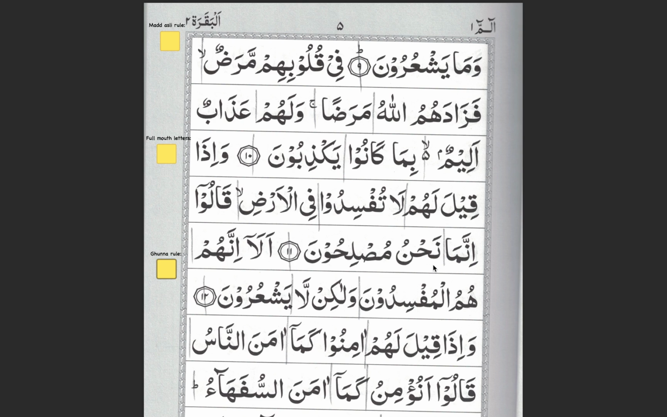The next box. Nahnu, say the ha. Nahnu. Muslihun. Okay, two mistakes there. One's a swad. Swad is a full mouth letter, so don't make it sound like a sin. Listen to how I say it. Muslihun. And the ha. Hun. Okay, that's still a small ha, so we need to work on that.